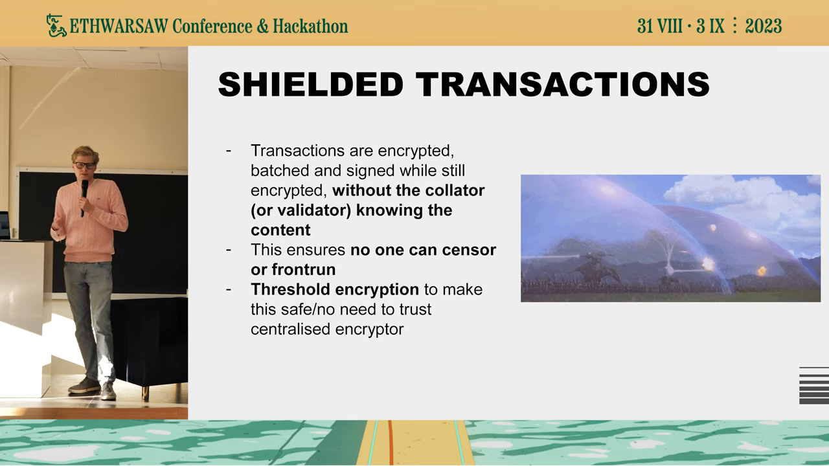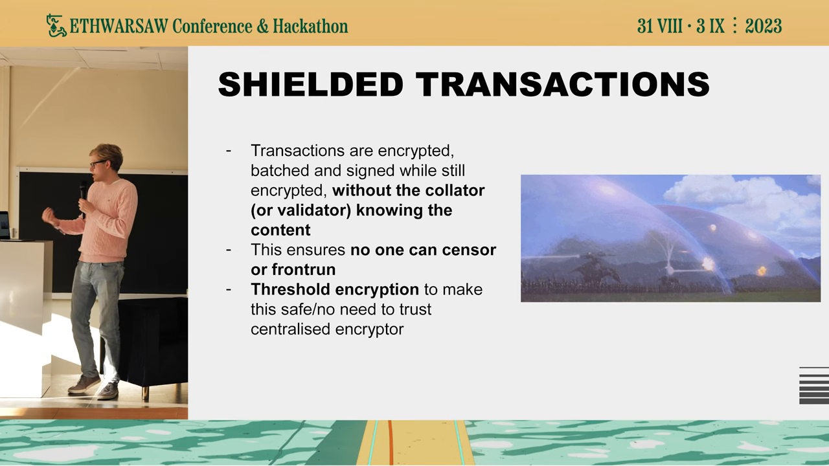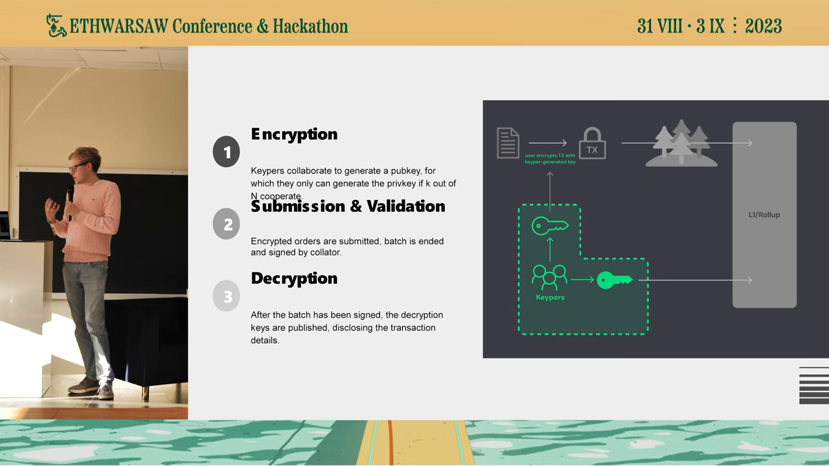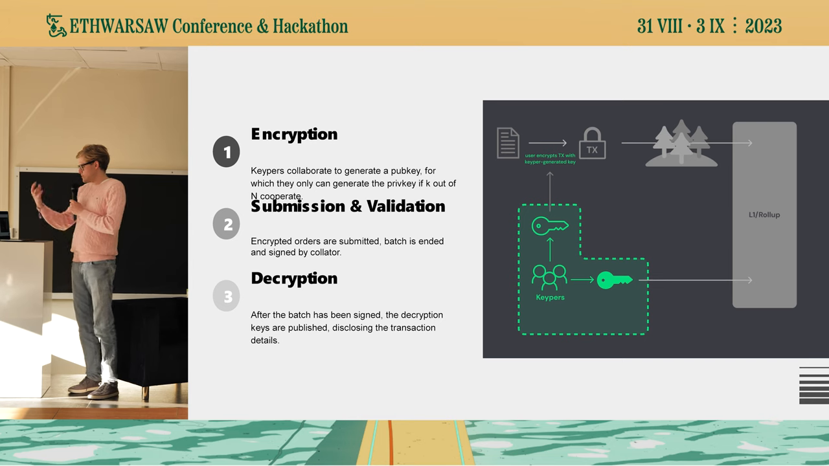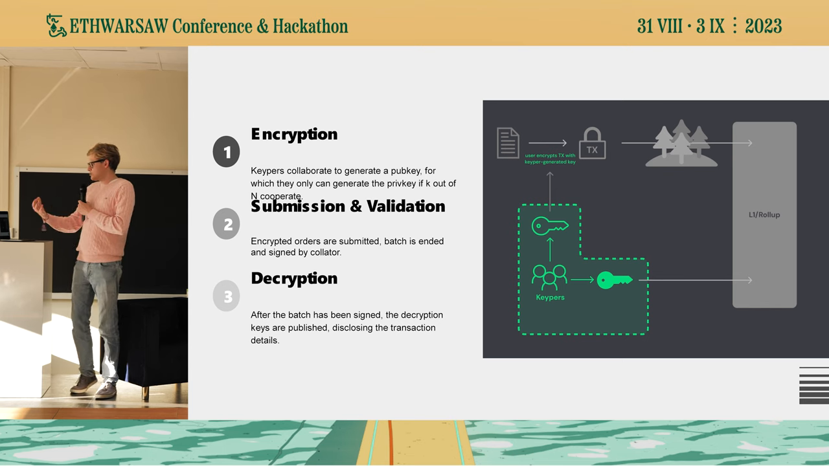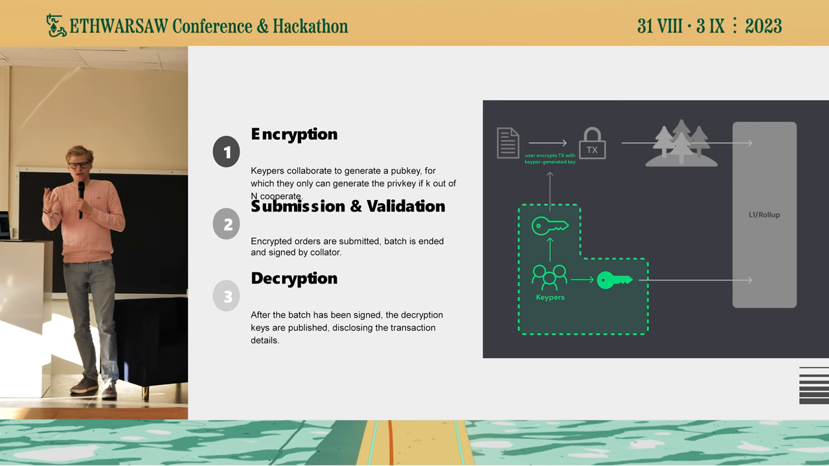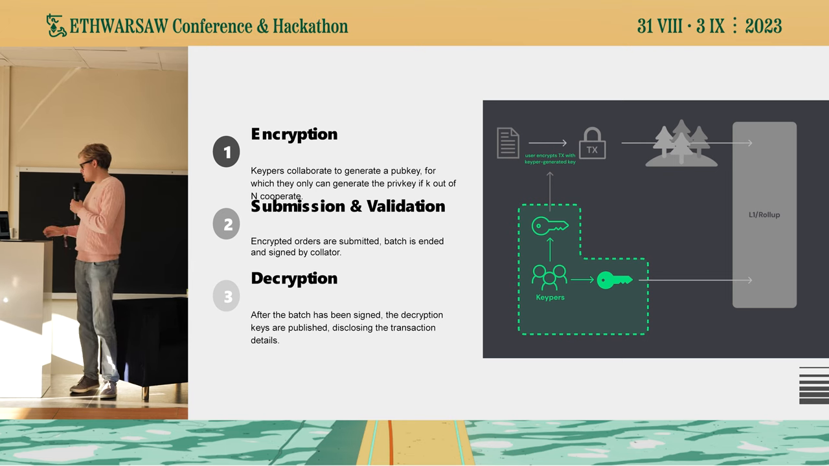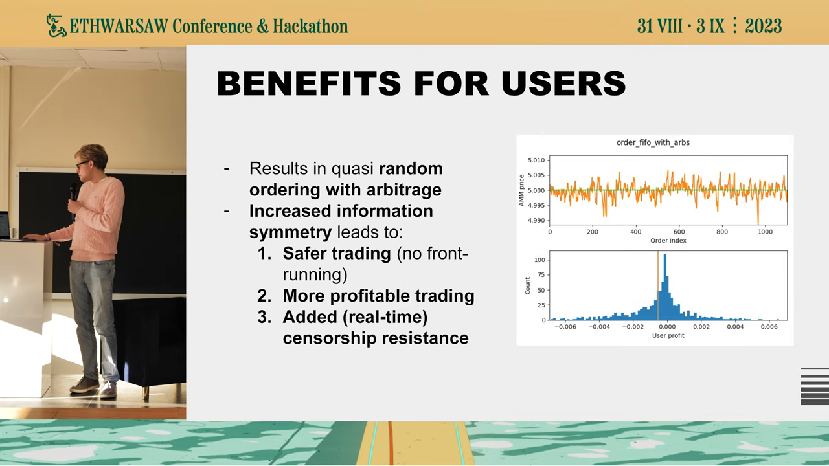So the block proposer cannot see what's in the transactions, so they can't really censor or front run. And then we're using threshold encryption to remove the need for trust and to decentralize the encryption and decryption role. So we have these keepers that are running the DKG. They collaborate to generate encryption keys and then decryption keys, and that plugs into other protocol infrastructure. Ideally, it needs to deeply integrate with a blockchain or rollup, and it needs to be a protocol level change.